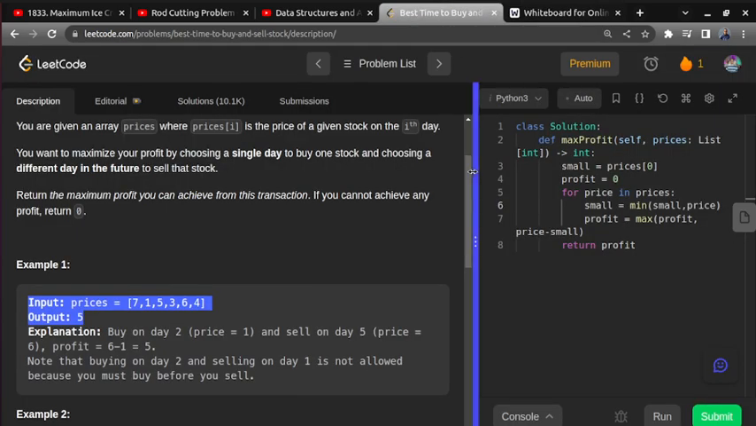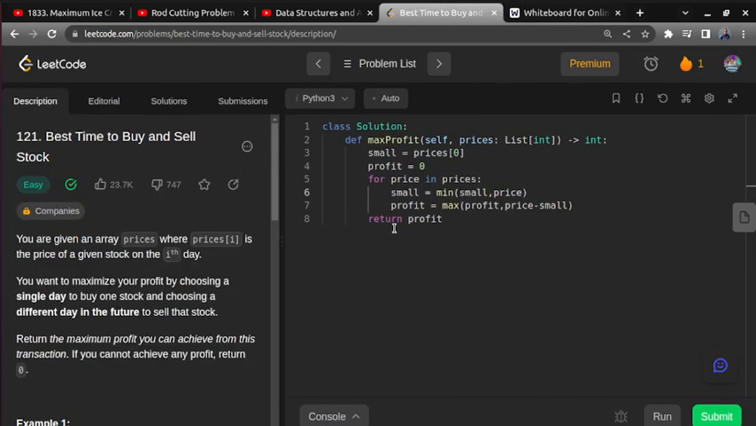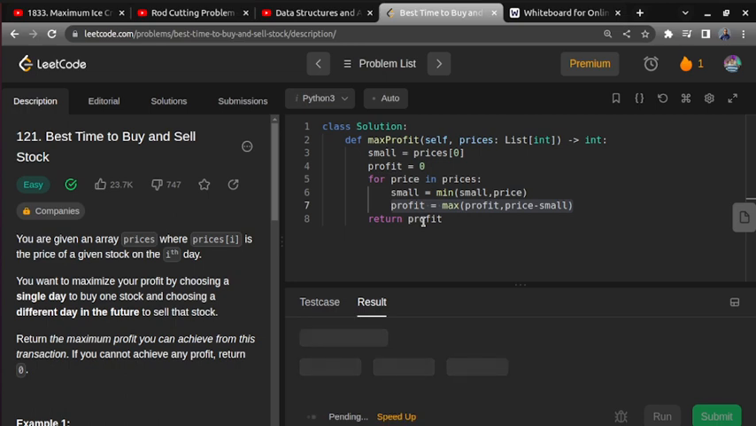I will dry run the code as well, but you can see the logic is here. Small is equal to price of 0, profit is equal to 0, and while traversing we calculate the smallest value as well as the maximum profit. At the end we return profit and it is going to be accepted.